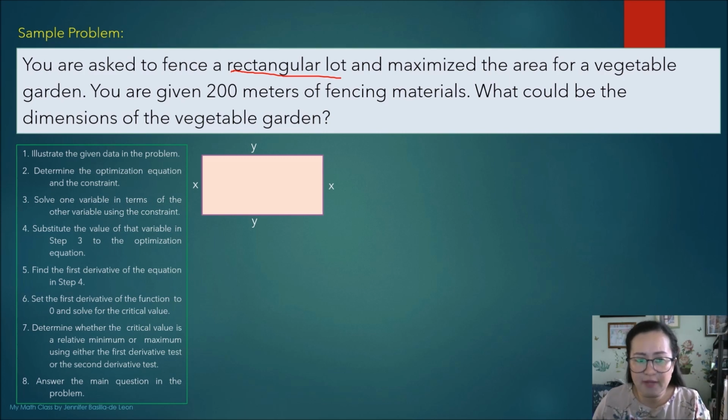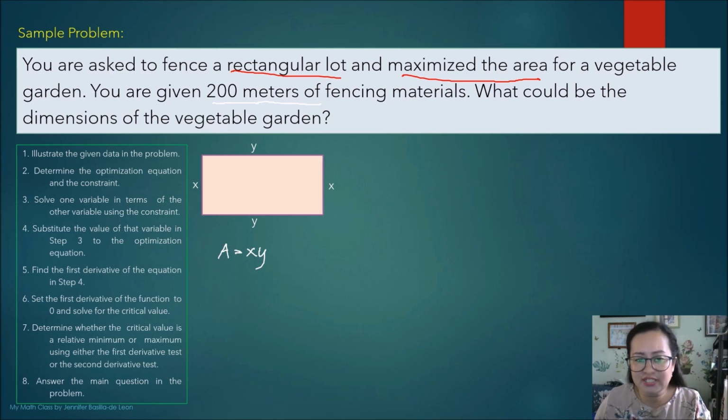The second step is to determine the optimization equation and the constraints. Since we are asked to maximize the area, our optimization equation would be the equation for the area, which is A equals xy. Now, since you're given 200 meters only for fencing, that represents our constraint.